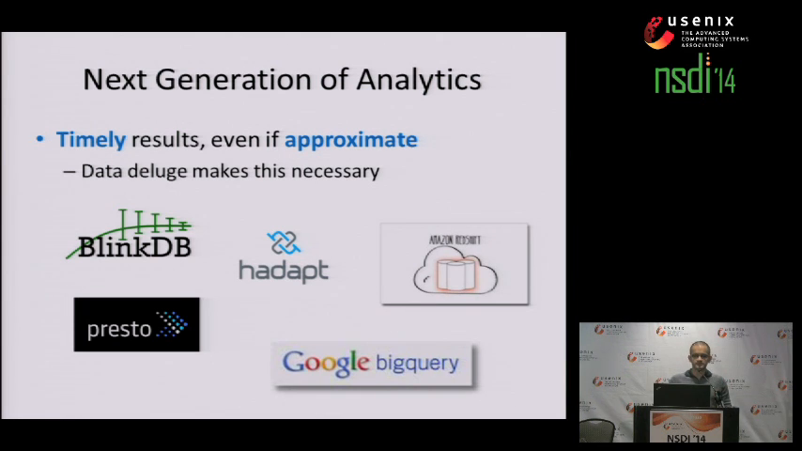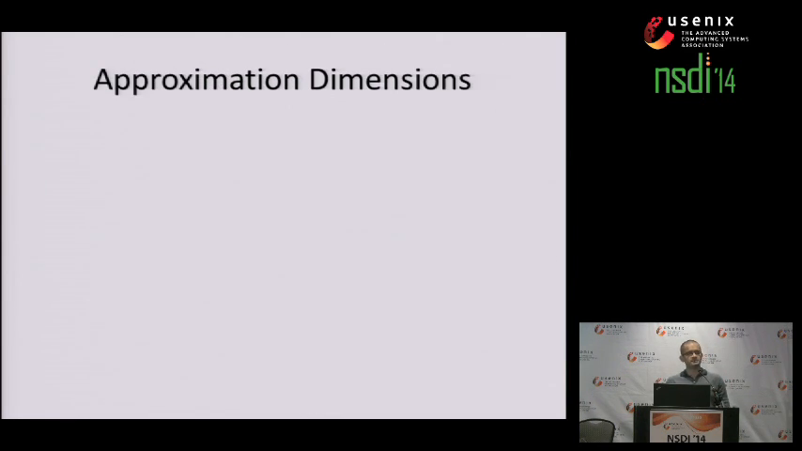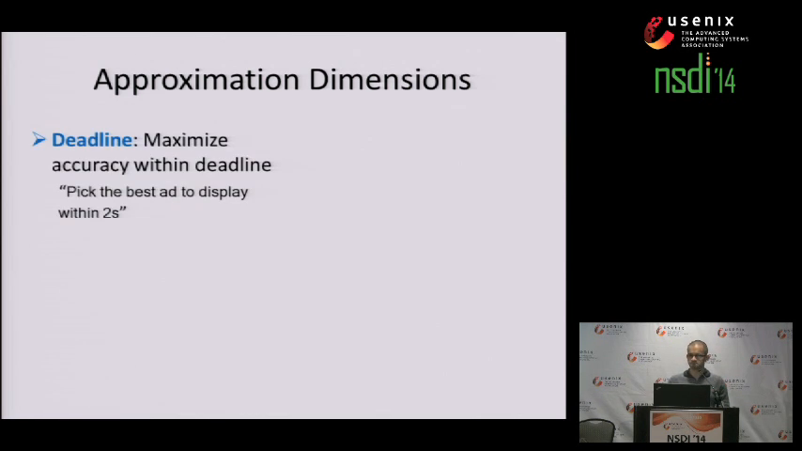In all these frameworks, approximation is explored on two dimensions, or axes if you would. One is deadline, which is to say, maximize the accuracy of the result that you can provide within a certain deadline bound that I'm going to give you. An example of that is either interactive analysis or something automated that says, pick me the best ad that I can display now, and I don't have forever.